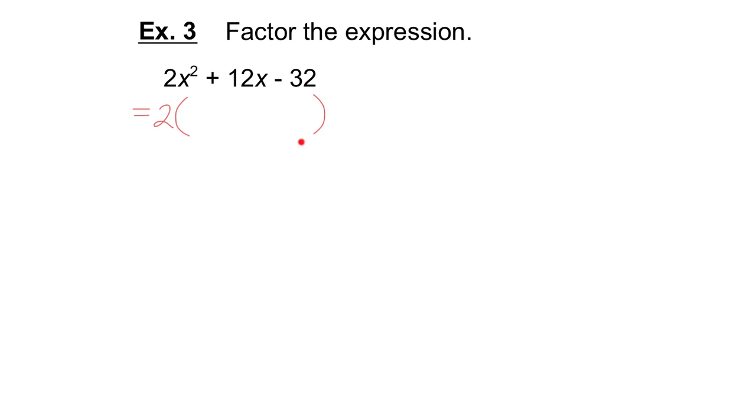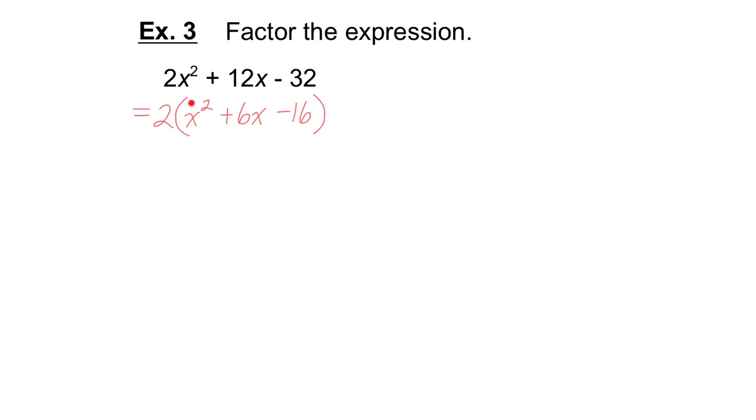And what would the other factor be? Well, what do I have to multiply 2 by to get the line above? 2 times what gets me x squared? 2 times what gets me 12x? And 2 times what gets me minus 32? There you go. Now that I've found my greatest common factor and I've written out my factors 2 and x squared plus 6x minus 16, I have to keep looking to see if I can factor further.